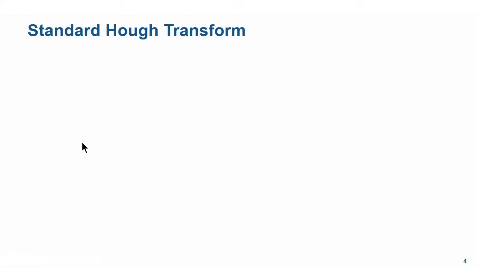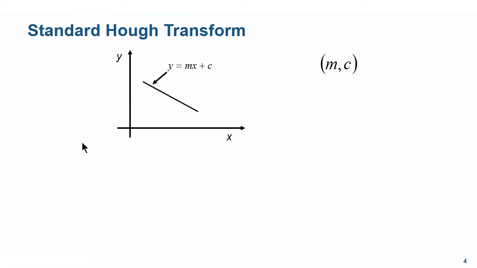We can use the standard Hough transform to measure the lengths of lines. Suppose that there is a line in an image that needs to be detected. In general, any line can be represented using the expression y equals mx plus c, which means every line can be mapped into a coordinate pair m, c. However, for vertical lines, this presents a problem with the slope value being unbounded.